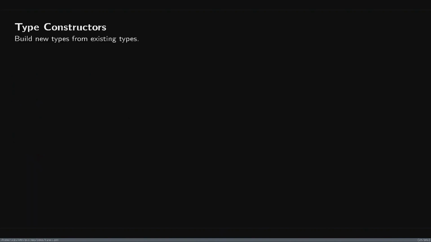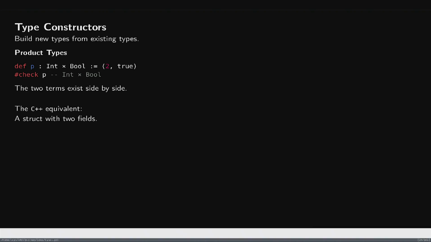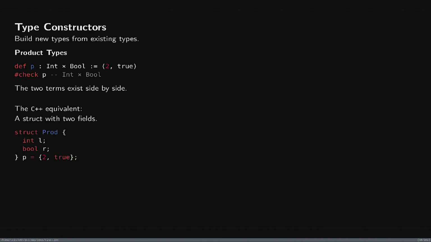We can now, in simple type theory, use so-called type constructors to build new types from existing types. One simple example is the product type, which you can think of as the Cartesian product. And then we have terms which are tuples here. Okay? So this Cartesian product is then really a new type, and these terms are kind of living side by side. In C++, there's a very easy equivalent. It's just, well, a struct with two fields.